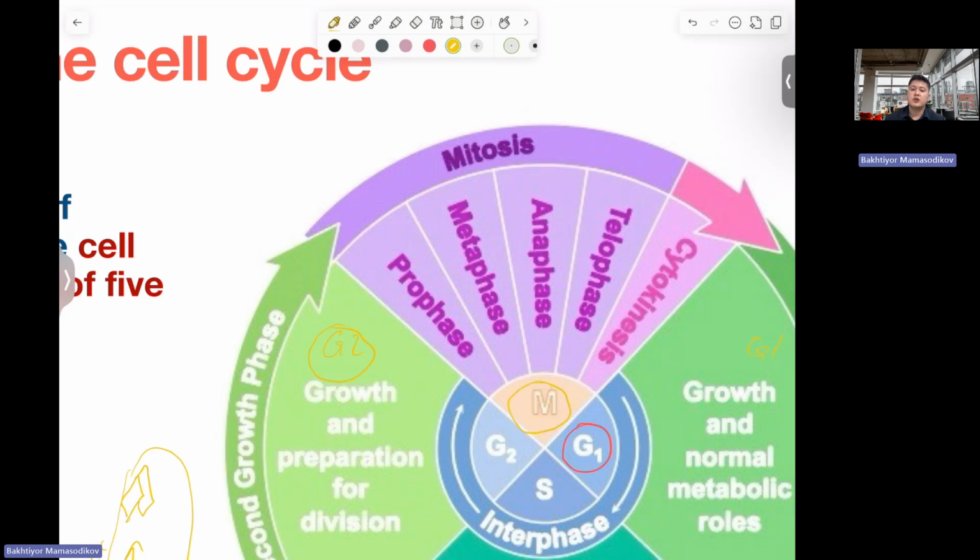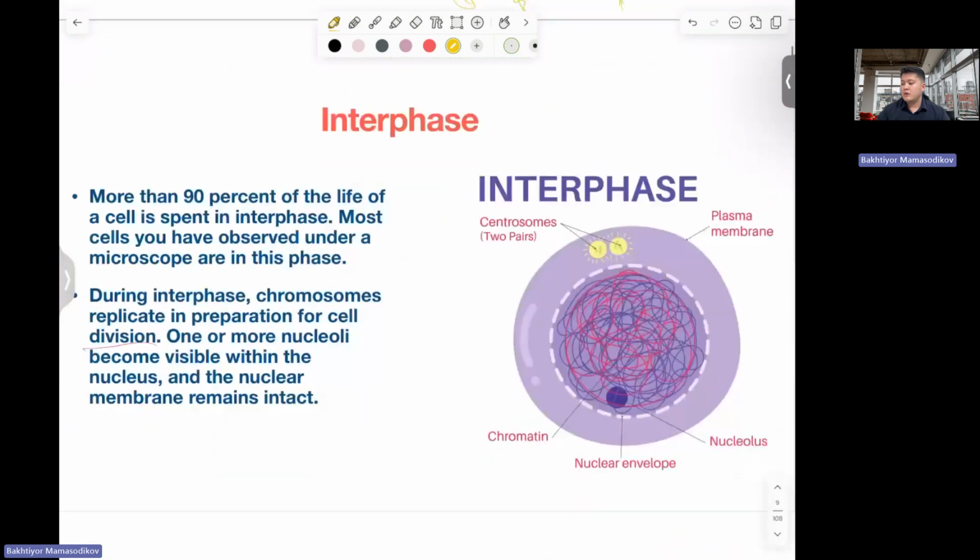M phase. This is the actual division of the nucleus, okay? Mitosis is the division of the nucleus. It has 4 steps. The first step is called prophase. The second is called metaphase, then anaphase, and after that we call it telophase. So prophase, metaphase, anaphase, and telophase. Okay, let's look at them one by one.